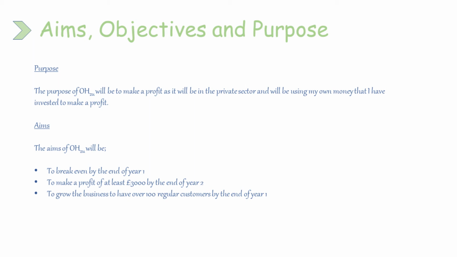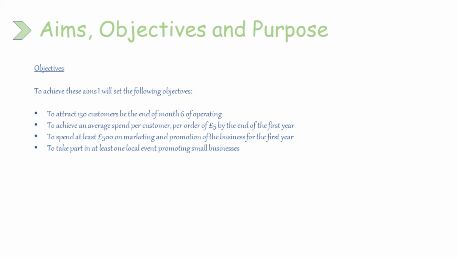So I want to have 100 regular customers coming to my business by the end of year 1. Those are my stated aims. Those are my goals I'm working towards. And to do that, I need a set of objectives. So here are my objectives. Remember, my objectives will feed into my aims. Remember, they're going to follow that SMART model.